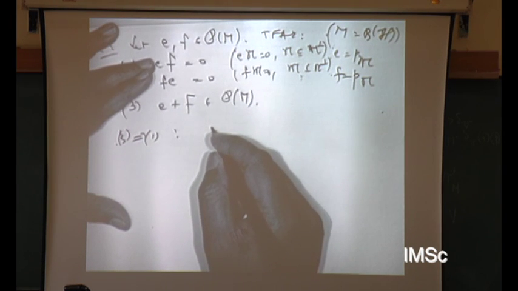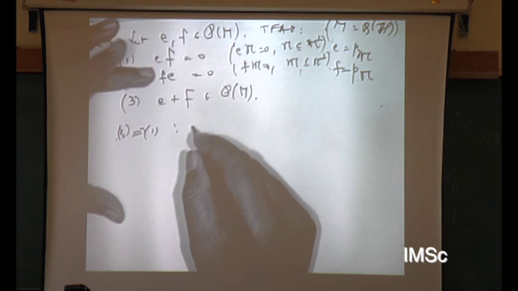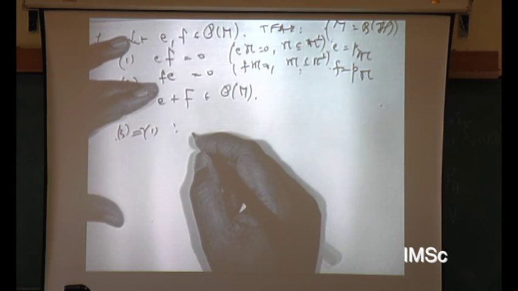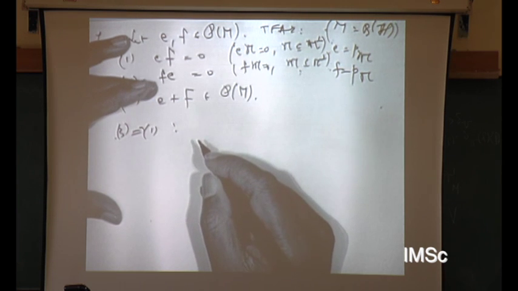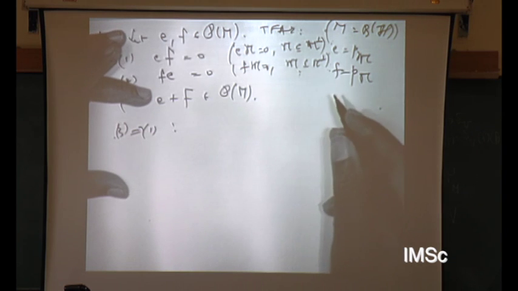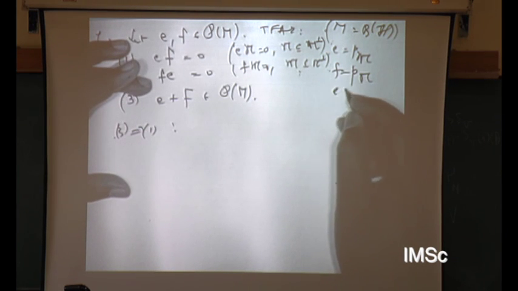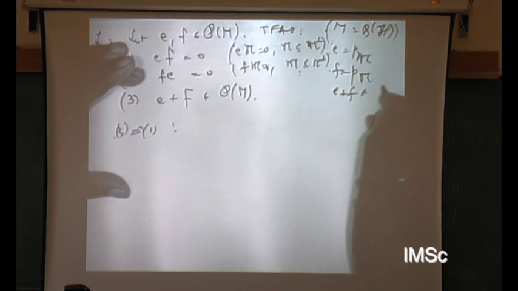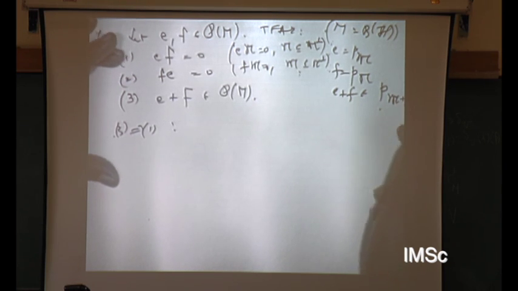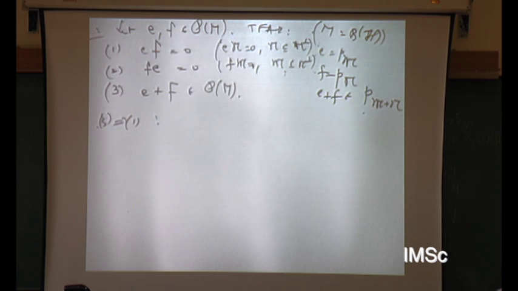See, what's the quickest way to see it? You can see that this is the projection onto M plus N. If M and N are orthogonal subspaces, then M plus N will be a closed subspace, and the projection onto that will be the sum of the two projections.